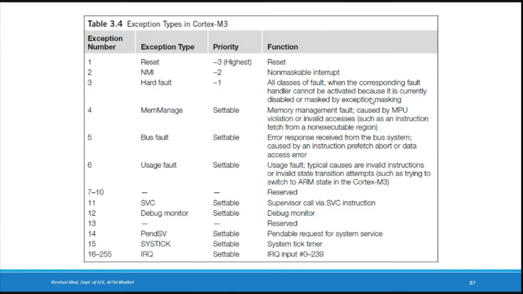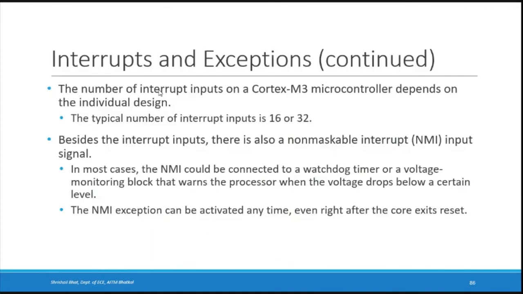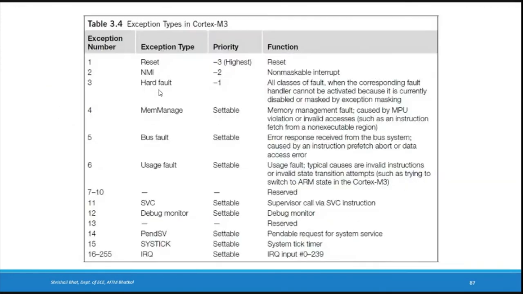So this is another table of a similar thing. They are given in two different cases in the textbook. You can take note of either this particular table or this one. They are one and the same, just with some differences. Same exceptions, where first is reset, then NMI, then hard fault in that priority order. Then for the other exceptions, the priority is programmable or settable. I mean, the priority of other exceptions can be programmed by the user.